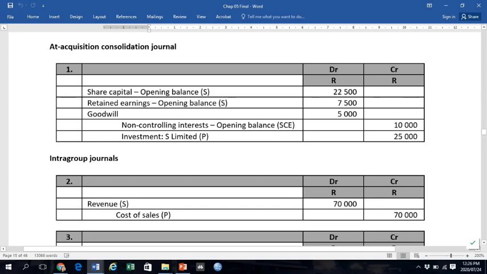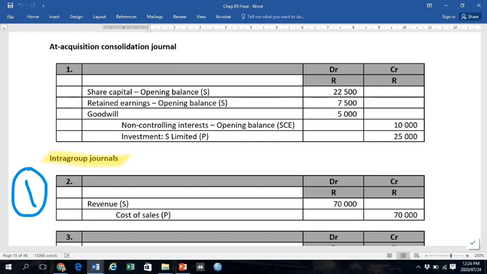The at acquisition consolidation journal entry in example 5.2 is exactly the same as what it was in example 5.1. The intra-group consolidation journal entries applicable to this chapter specifically relate to the intra-group sale of inventories. The first intra-group elimination journal entry that is necessary is for the elimination of the total sales and total purchases intra-group. Journal 2, you would see, is the same journal as what we had in example 5.1.